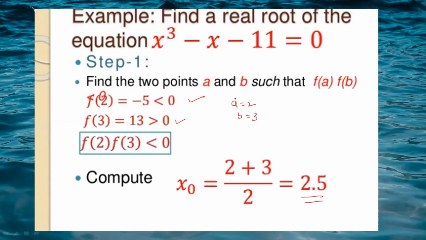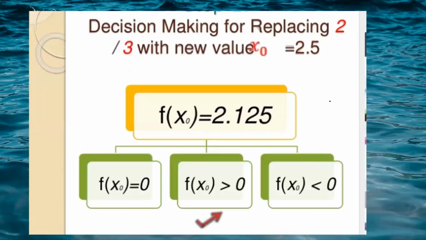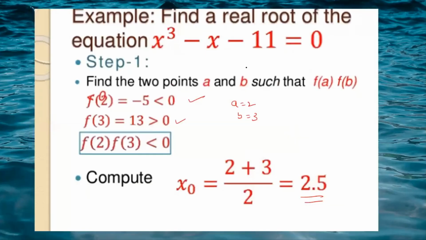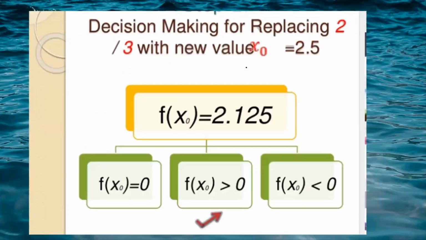So first you have to choose two values with two different signs and take bisect of this, 2.5. Next, find f of 2.5. So f of x naught there. Okay. Now find out f of 2.5.